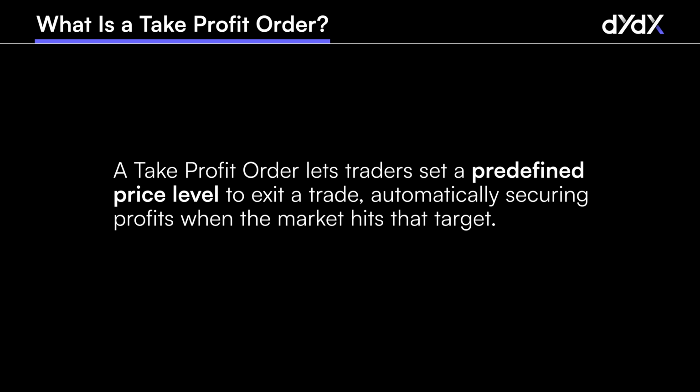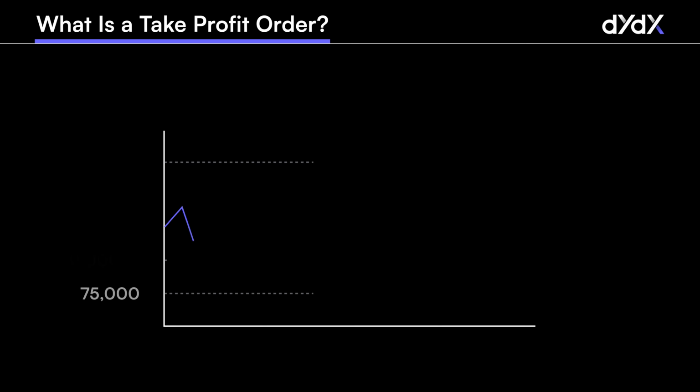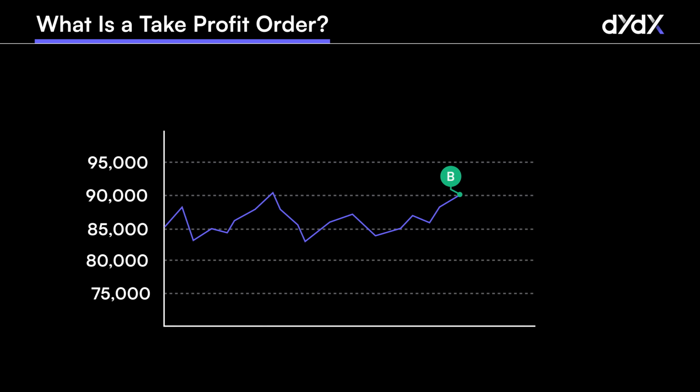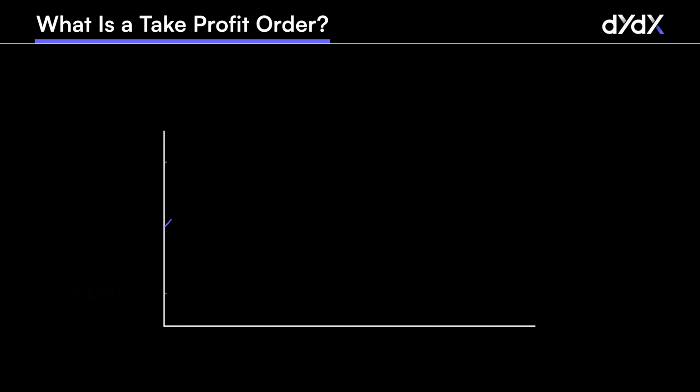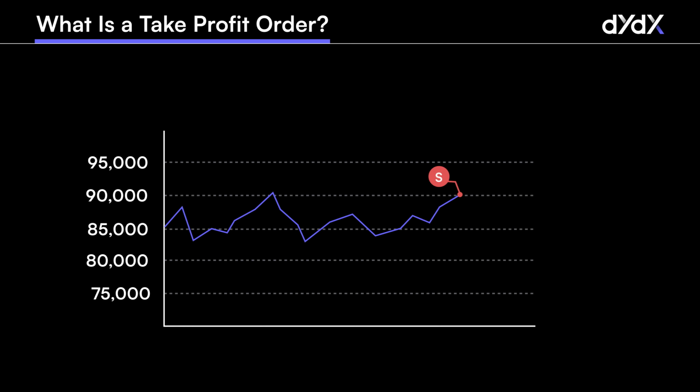A take profit order lets traders set a predefined price level to exit a trade, automatically securing profits when the market hits that target. For example, if a trader is long, they might place a take profit order above the current market price to lock in gains if the price rises. Once that price is reached, the order becomes active and is executed. If a trader was shorting the market, they'd place a take profit order below the current price to secure profit if the market drops to that price level.